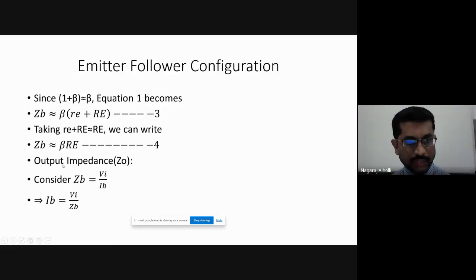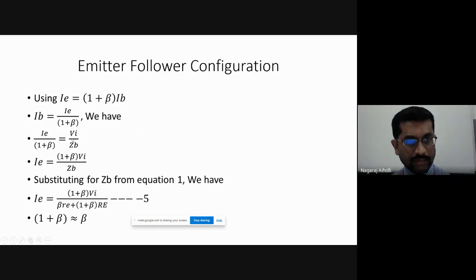What equation have we got here? Ib is equal to Vi by Zb, and Ib is also equal to Ie by 1 plus beta. Ie divided by 1 plus beta is equal to Vi divided by Zb. Therefore, what is Ie? Cross multiply: Ie will be equal to 1 plus beta into Vi divided by Zb. Following here? Now we have the equation for Ie.